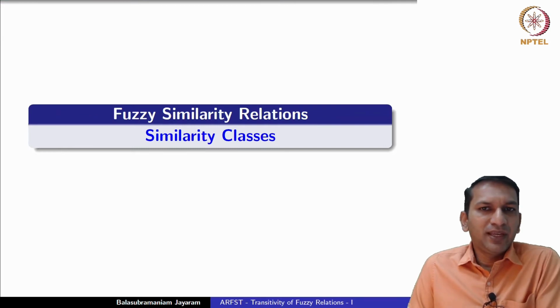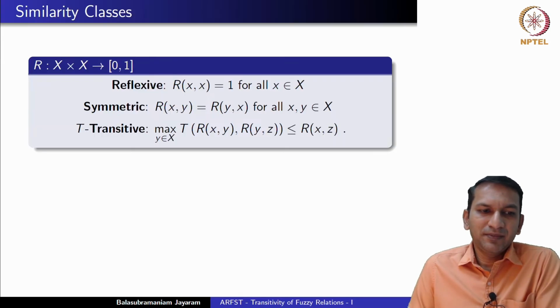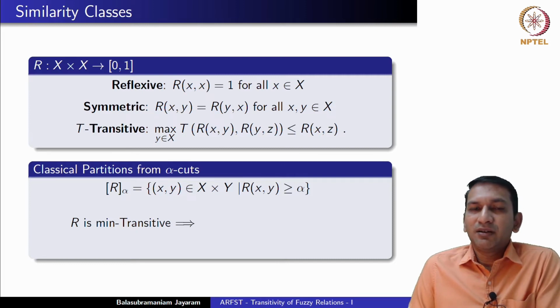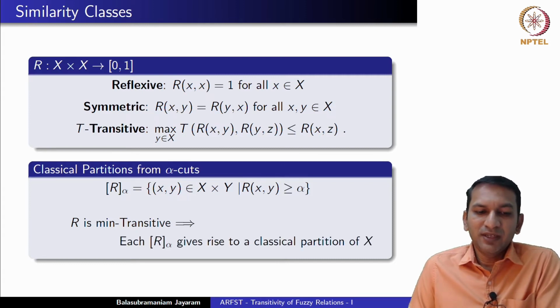Let's begin with a quick recap of what similarity classes are. They are fuzzy relations which are reflexive, symmetric, and transitive. We know that because of the transitivity, if we consider the alpha cuts, if the fuzzy relation is min-transitive, then we can obtain partitions on the set X for different resolutions of alpha.